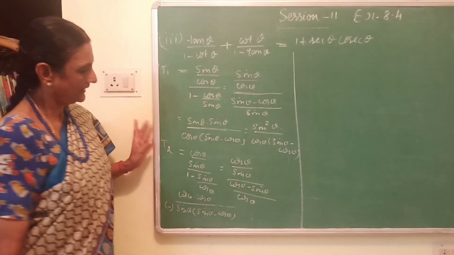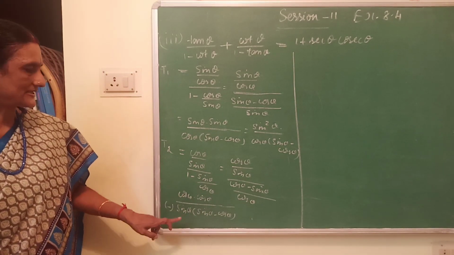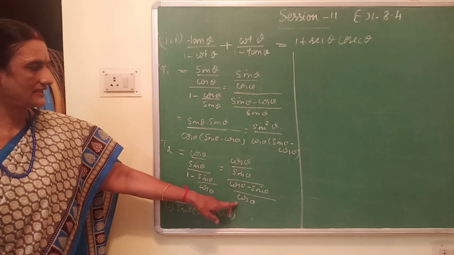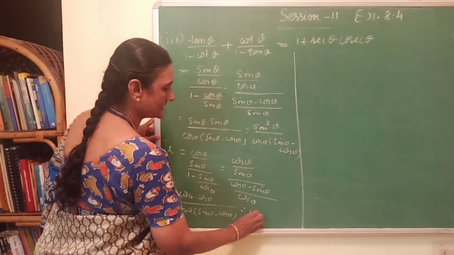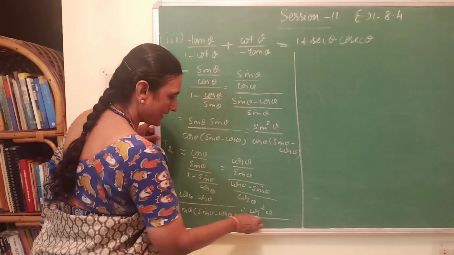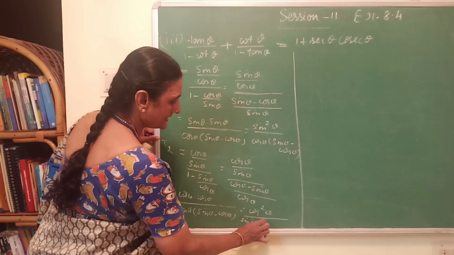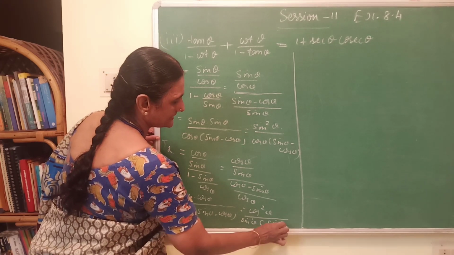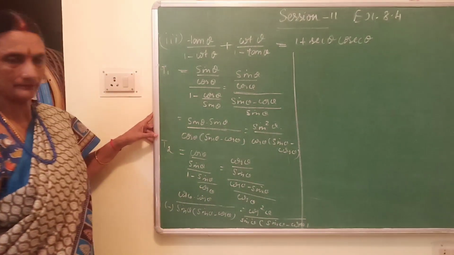Now please go through this. If you can't understand, you can always ask. So this cos theta into cos theta is going to give you cos square theta, divided by, for the denominator, sin theta into (sin theta minus cos theta). This is how it will become.